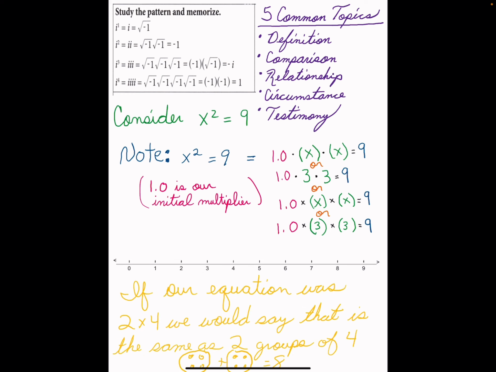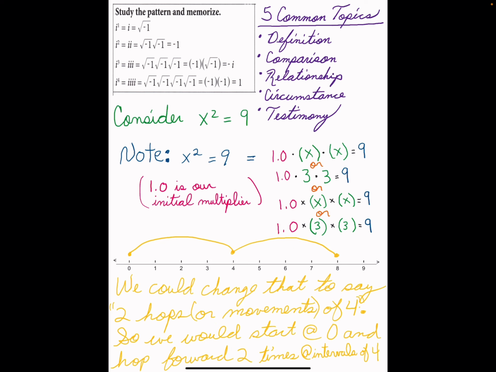If our equation was 2 times 4, we would say that it's the same as 2 groups of 4. So we would start again at our point of origin. We would make 2 hops, 2 groups of 4. There's one group of 4. There's another group of 4, and we would end up at 8. We could change that to say what I've been saying, which is 2 hops or movements of 4. So we would start at 0 and we would hop forward 2 times, as you can see here. 1, 2, at intervals of 4, with 4 in between. 1, 2, 3, 4. 1, 2, 3, 4.